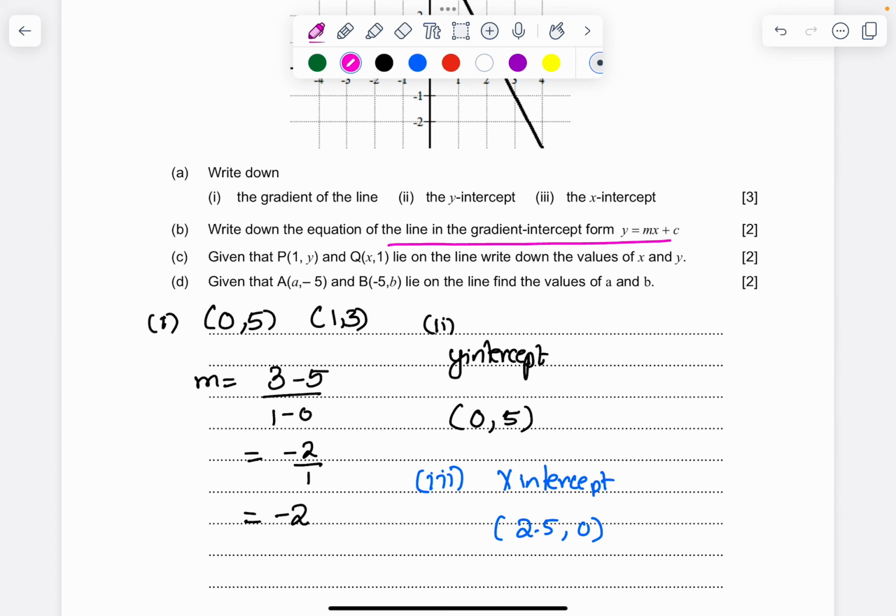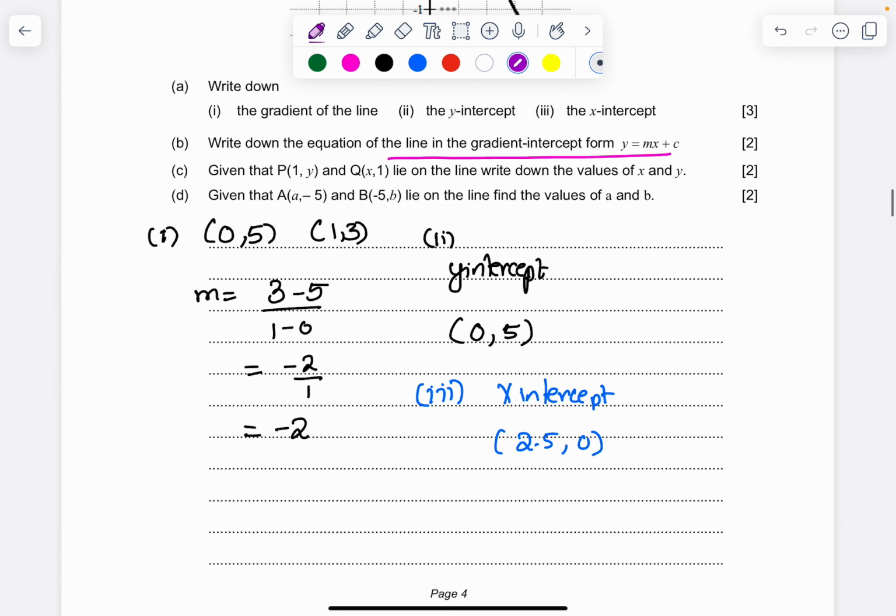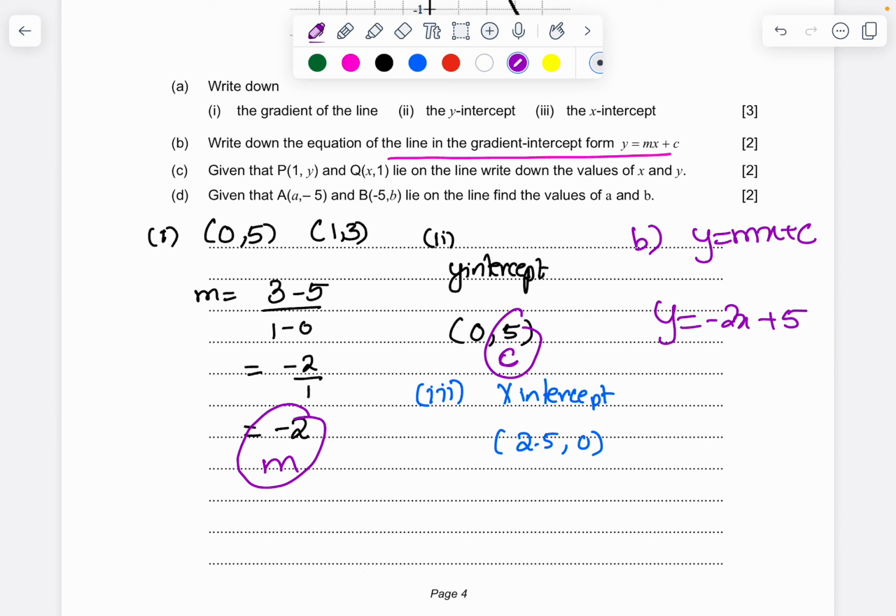Write down the equation of the line in the form y = mx + c. So what is that equation? Just now we have learned that the equation is going to be, part B, y equals mx plus c. This is m and this is c. So y equals -2x plus 5.